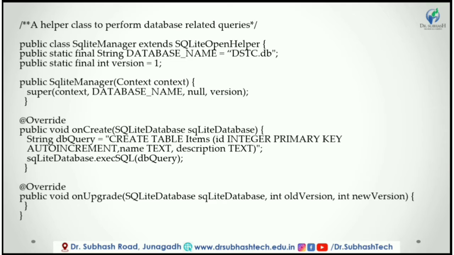onUpgrade is only called whenever there is an update in the existing version. So to update a version, we have to increment the value of the version variable passed in the superclass constructor. In the onUpgrade method, we can write a query to perform whatever action is required.